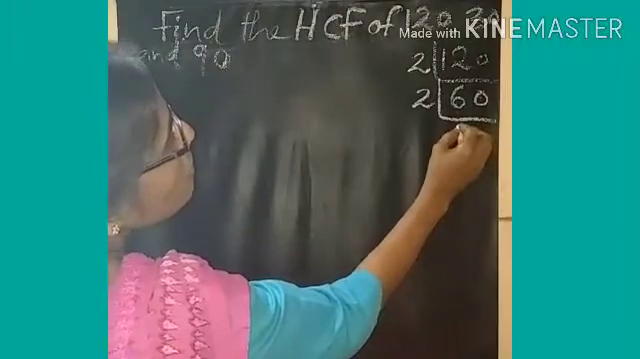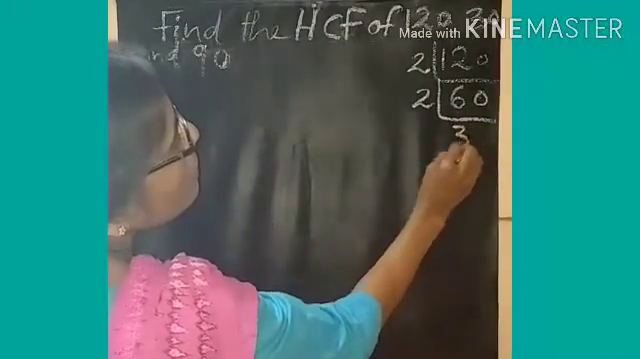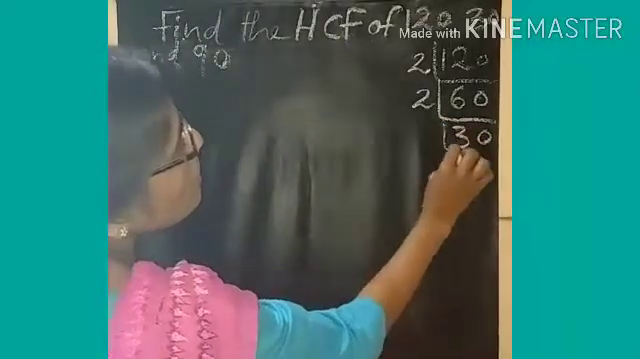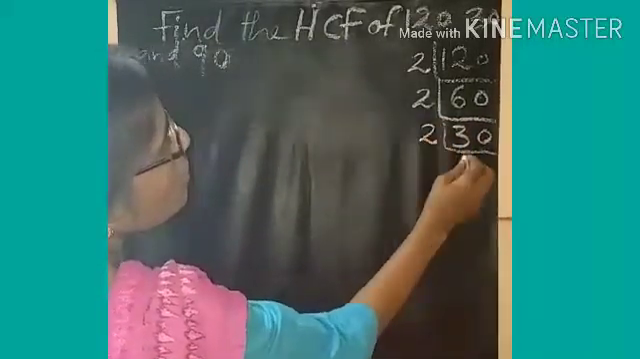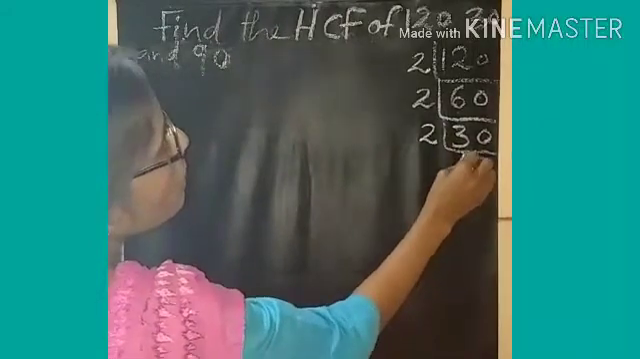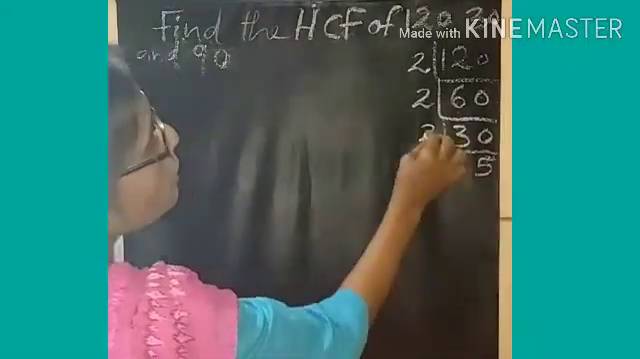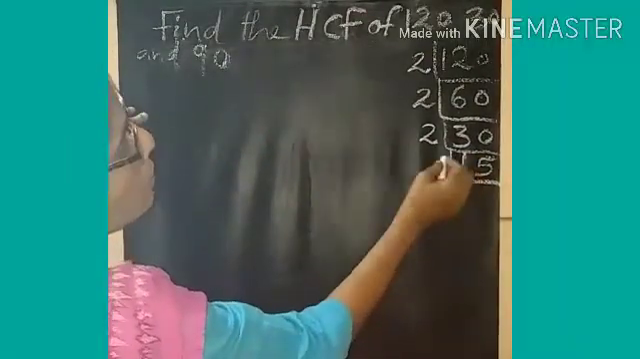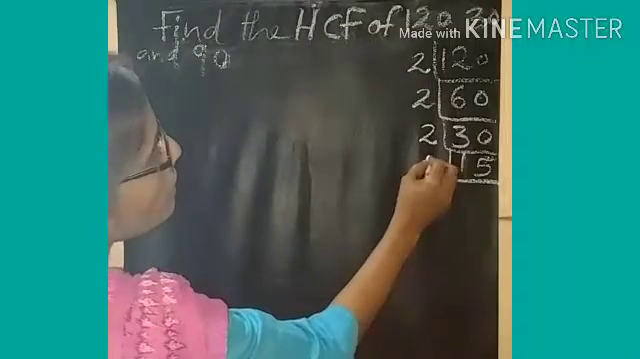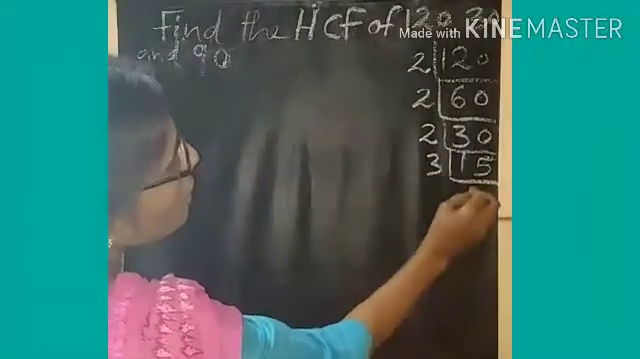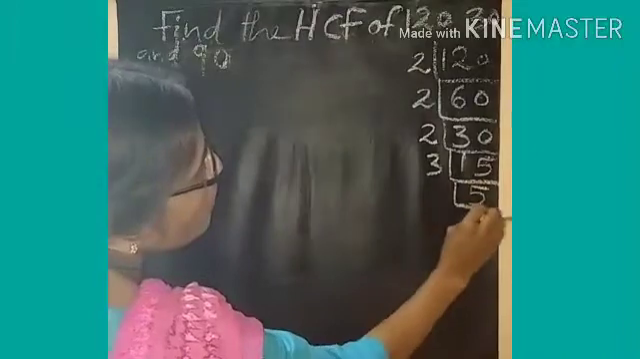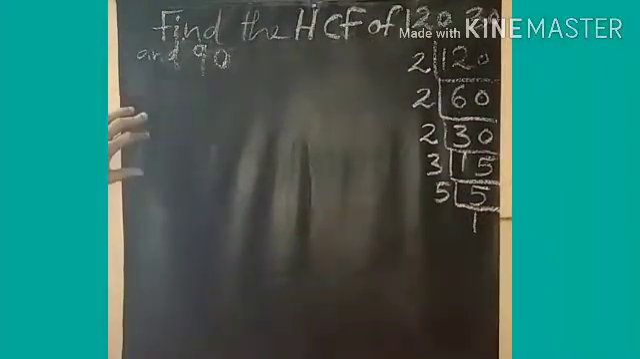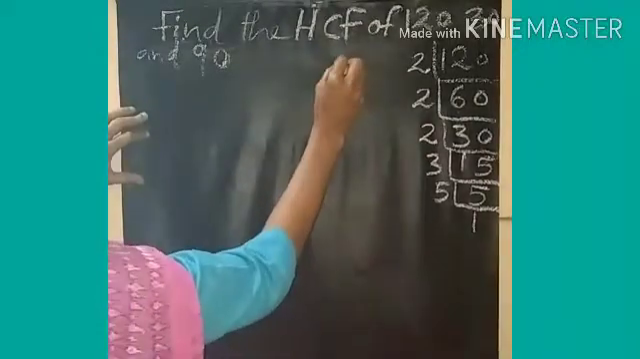Then 3 into 6, 0. Okay, 30 into 2, 60. Again 2, 1, 15. 15 into 2, 30. Again 15. Can you divide by 2? We cannot. So we take 3. Okay, 5 into 3 is 15. 5. Divide 5 by 5. 1. Okay. Next divide 30.